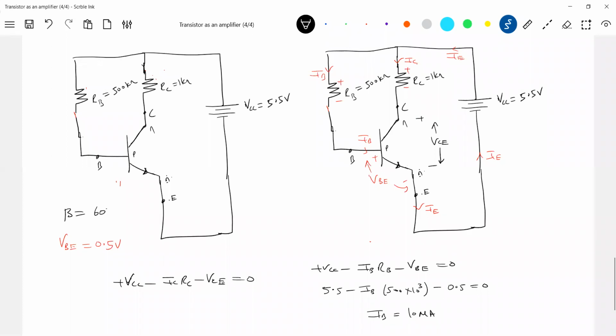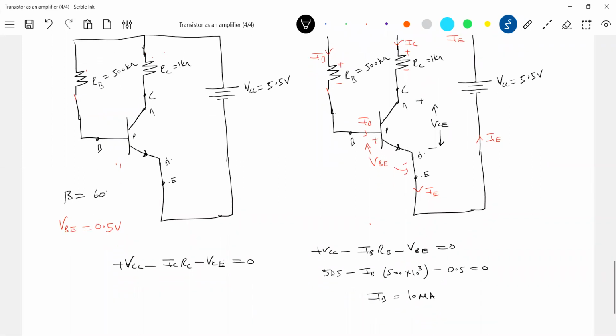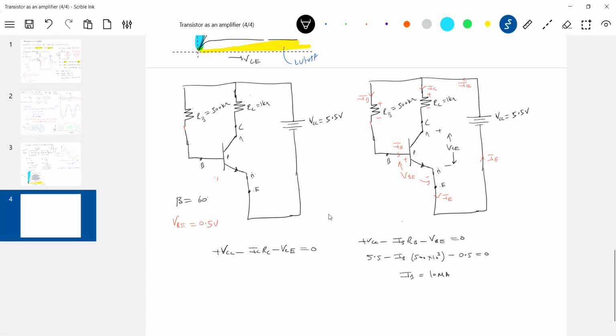IB. So now we know beta. So can we calculate IC? From the formula, beta into IB. Beta is 60 into 10 into 10 to the power of minus 6, or micro, I'll write it, microampere. This will be 600 microampere, or shall we put 0.6 milliampere? I got the IC value. That IC value I'll substitute here.